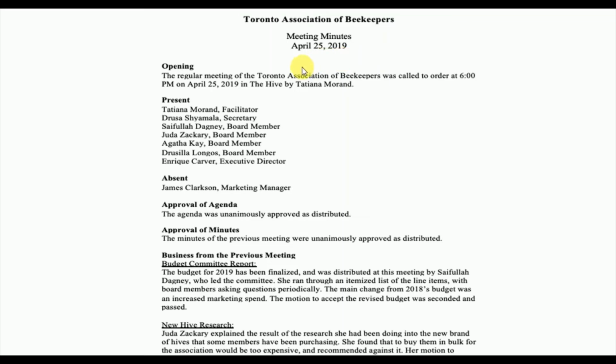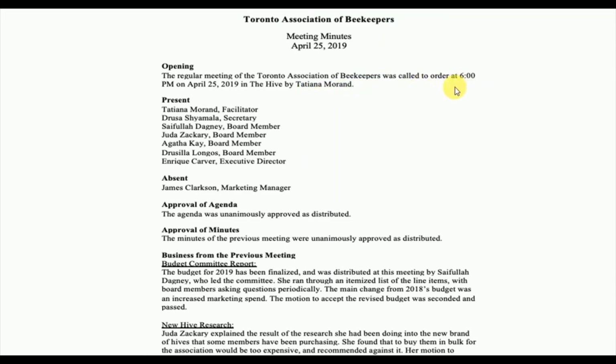Okay. Then after this, we have a first paragraph which is called the opening paragraph. Basically, the purpose of this opening paragraph is that you have to write down when the meeting was called to order, where it was being held, and who called it to order. As you can see in this sample example, the regular meeting of the Toronto Association of Bookkeepers was called to order at 6 p.m. on April 25, 2019 in the Hive by Tatiana Murand.